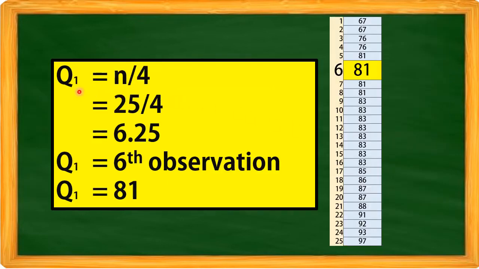This is quartile 1, n divided by 4 is equal to 25 divided by 4 is equal to 6.25, or 6 and 25 hundredths. The 6.25 we will round off, so it becomes 6. So that means the first quartile is the 6th observation in the arrangement of scores. Looking at the arrangement of scores, the 6th is 81. Therefore, the quartile 1 is equal to 81.